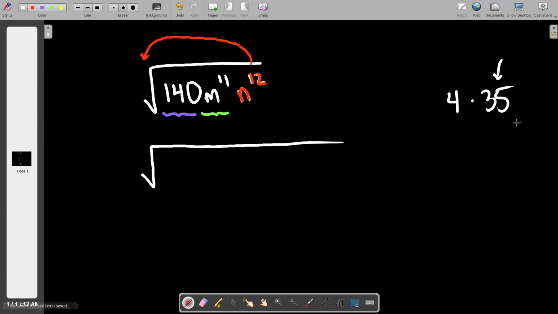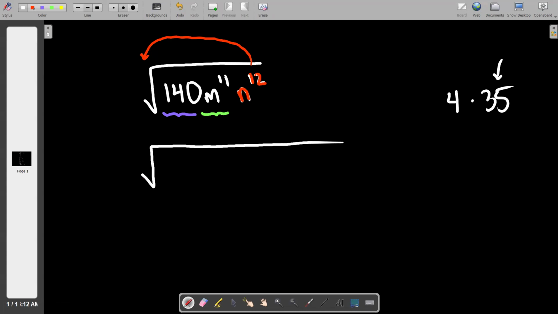I see Jesse nodding his head, and I agree with him. 35 is not a prime number, but it is a root that is not simplifiable. What are the only factors of 35? 7 and 5, which are dead to me. Therefore, 35 is a satisfactorily dead root, which means 4 times 35 is our best choice.